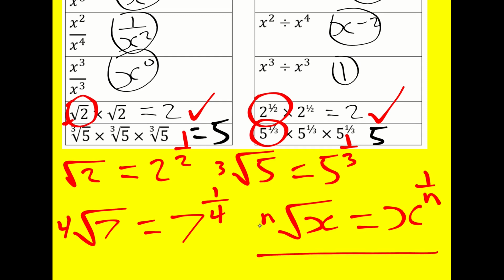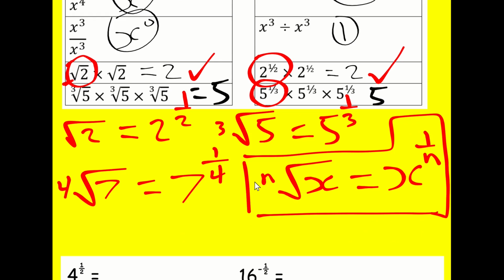Okay, and this is our key result for today. We can now find fractional powers of this form. n is typically a whole number, it could be 5, 6, 7, whatever. We'll be taking that root of x.